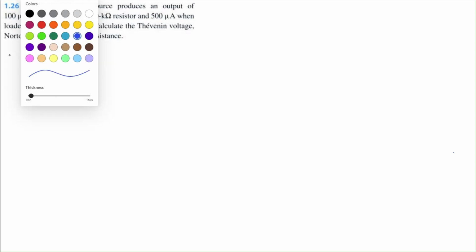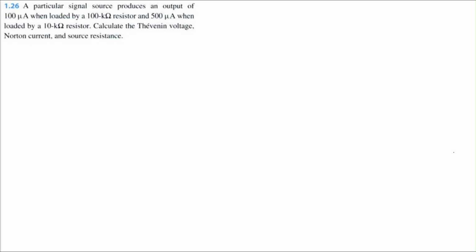Let's solve problem 1.26 from Microelectronic Circuits 8th edition by Sedra and Smith. A particular signal source produces an output of 100 microamps when loaded by a 100 kiloohm resistor and 500 microamps when loaded by a 10 kiloohm resistor. Calculate the Thevenin voltage, Norton current, and source resistance. So let's get started.